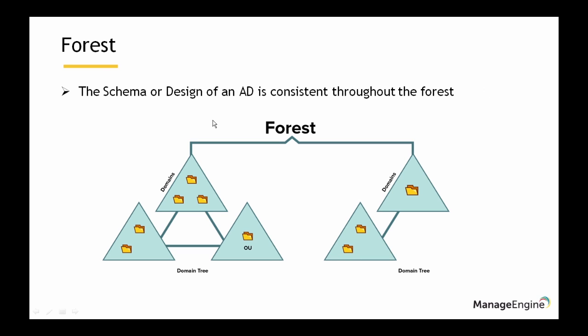So the schema, or the design, of an Active Directory infrastructure is going to be consistent throughout the forest. Since the forest is going to be the highest level of boundary, to overcome the issue of consistency, the schema is going to be common throughout an Active Directory forest. And that is applicable to the domain trees and also the domains within that forest.